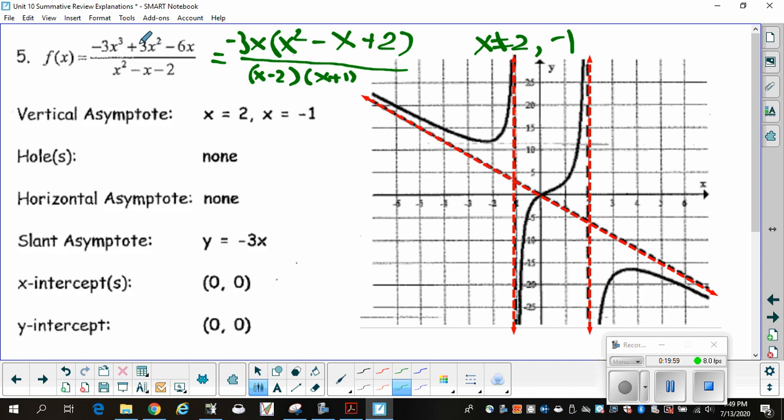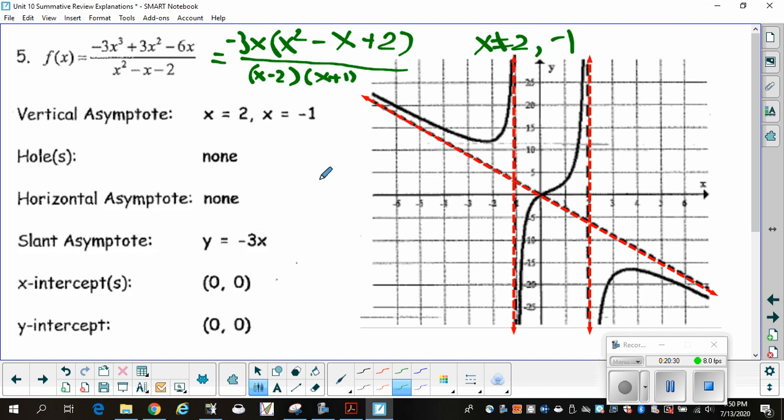A horizontal asymptote. I have x cubed over x squared. So if I give myself a 0, x cubed in the denominator, and then I set the lead coefficient over lead coefficient, -3 over 0 is undefined, so there's no horizontal asymptote. That would indicate that there might be a slant. There is a slant. How do I know? The degree of the numerator is 1 more than the degree of the denominator. So again, I have to do my division.